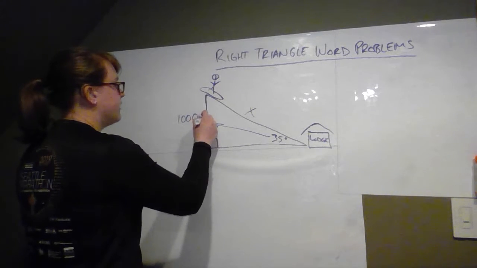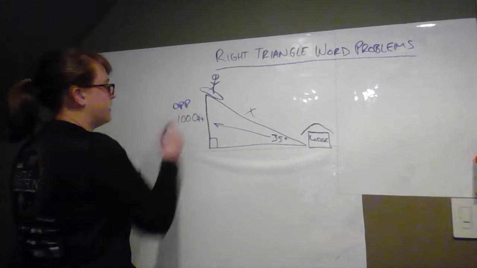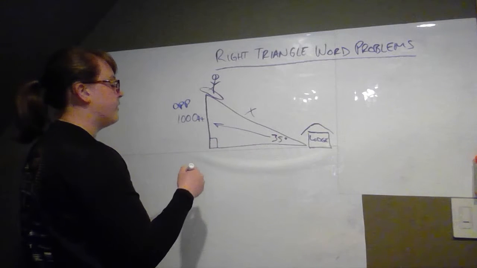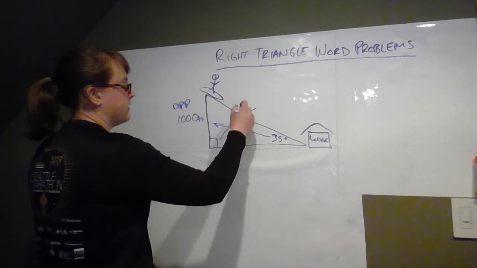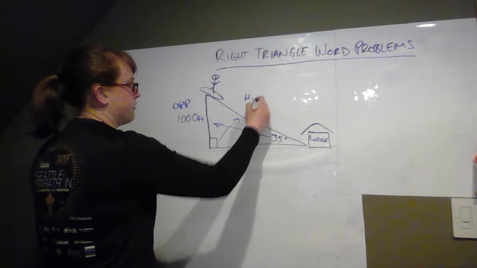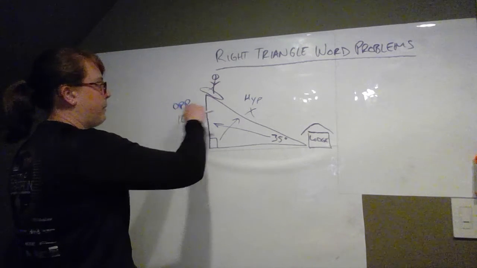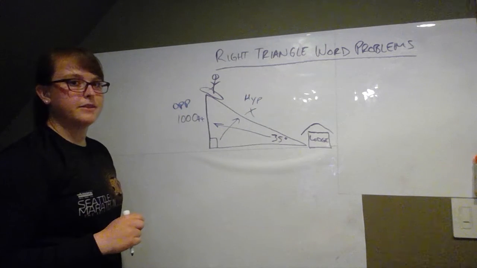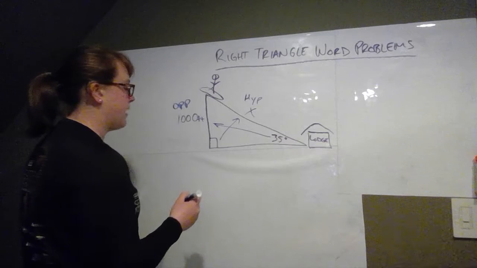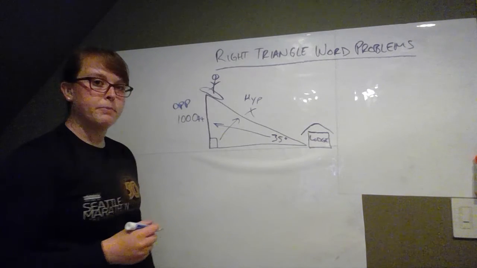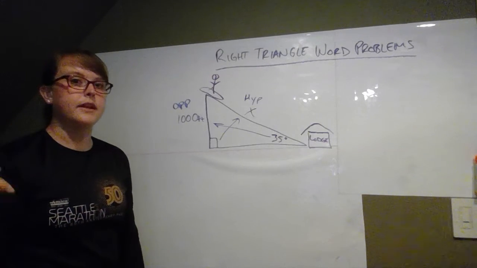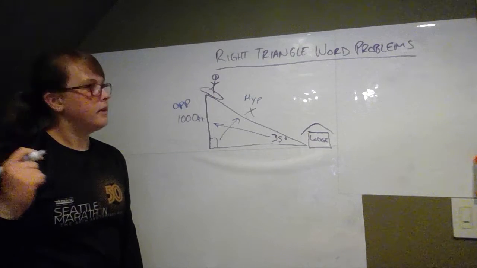1,000 feet is the opposite side to the angle that we know. X, the side we're missing, is the hypotenuse since it's across from the right angle. So opposite and hypotenuse, that means we're using sine, since sine is opposite over hypotenuse. So if it helps you right away, write down what sine, cosine, and tangent are on your paper.